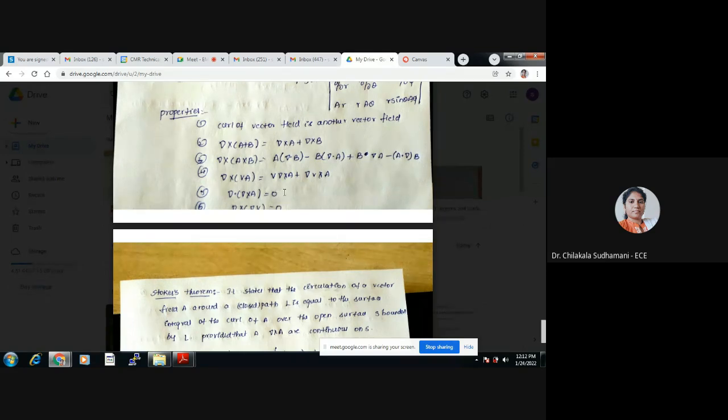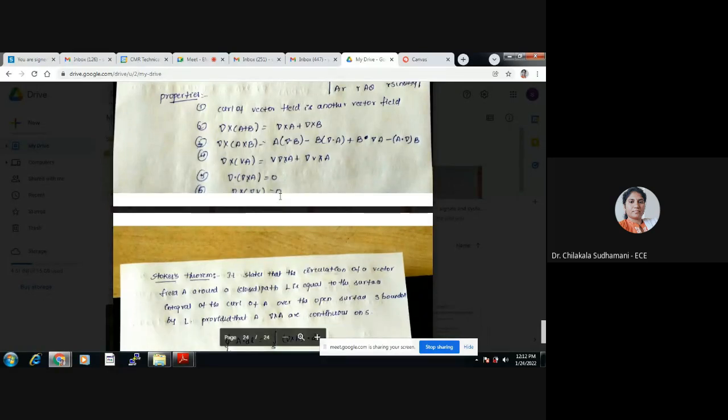Del cross del V is equal to 0. Del dot del cross A is equal to 0. Del dot (del cross A) means divergence of the curl of any vector is equal to 0, and curl of the gradient of any scalar is equal to 0. These two you have to remember, that is, divergence of the curl of a vector is equal to 0, and curl of the gradient of a scalar is equal to 0. V is a scalar and A means a vector I am considering.